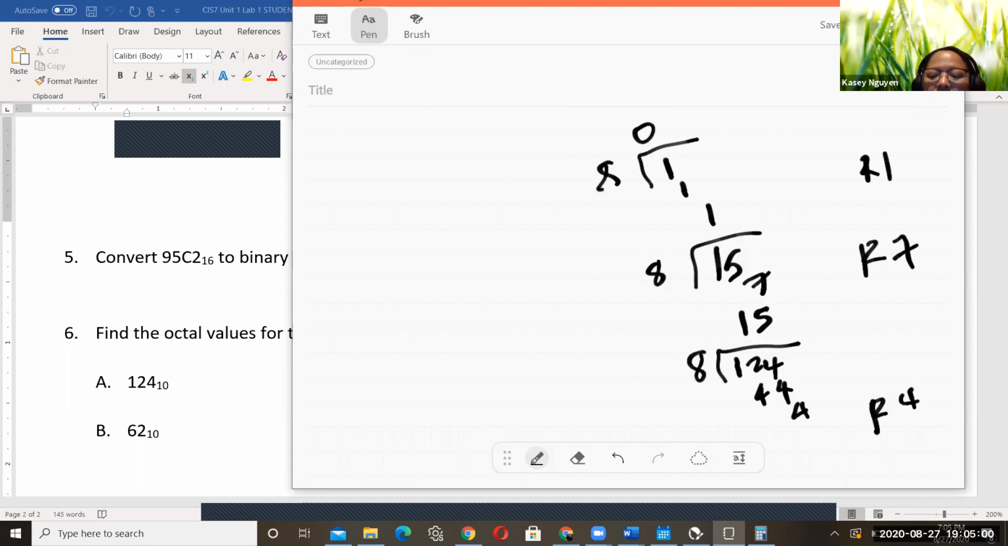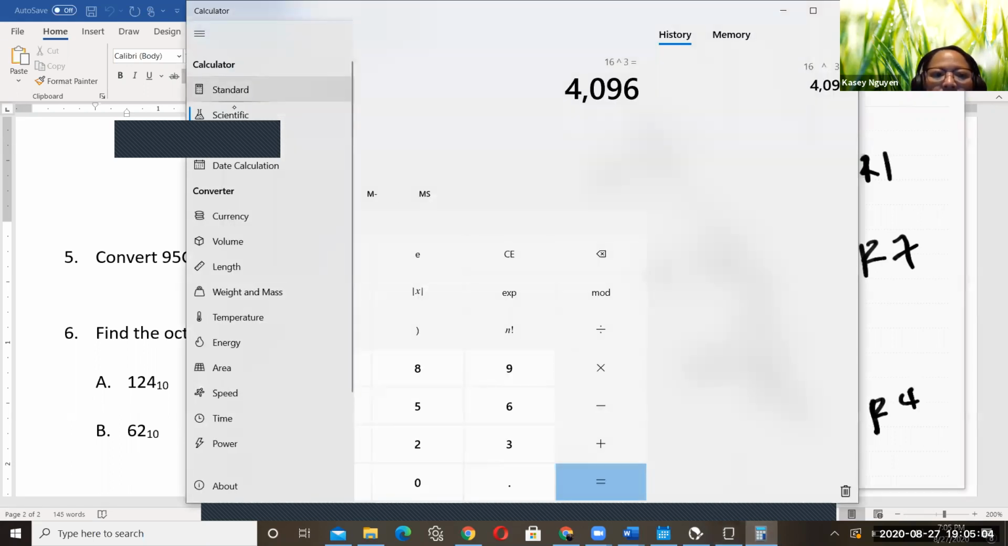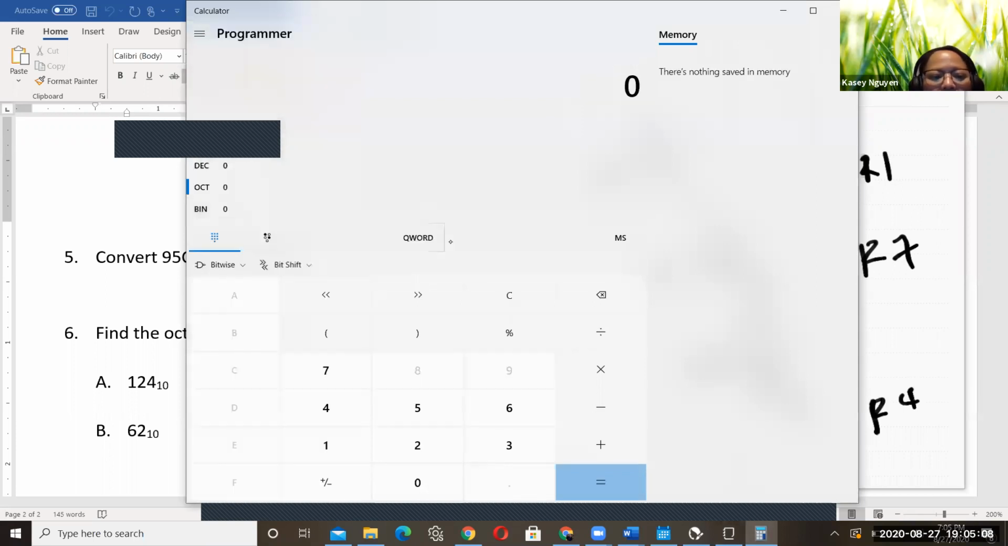Okay. Now your calculator also has the octal mode. So if you have, let's check, 124 in decimal, and we wanted to get into octal, it's 174.